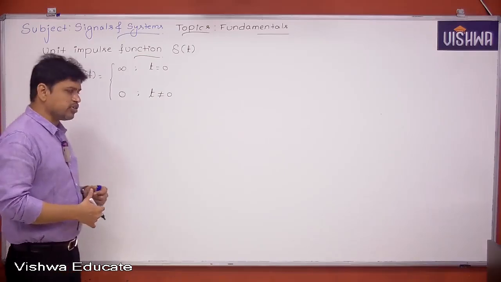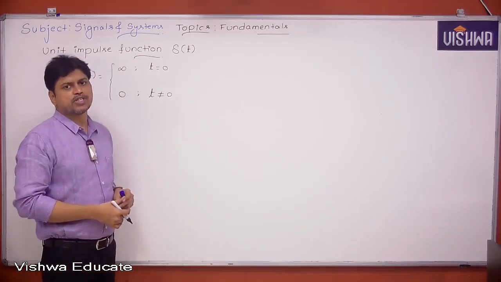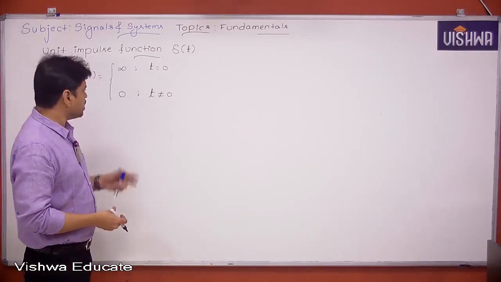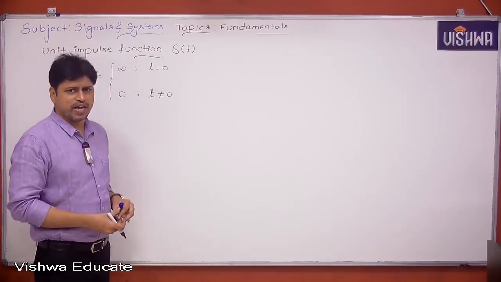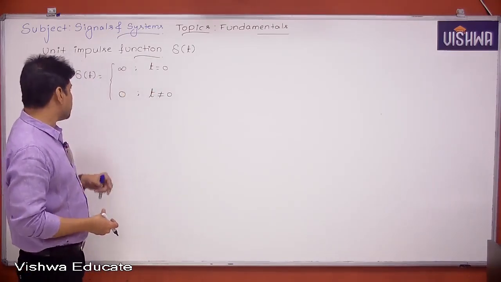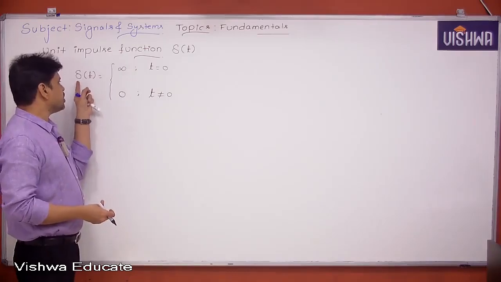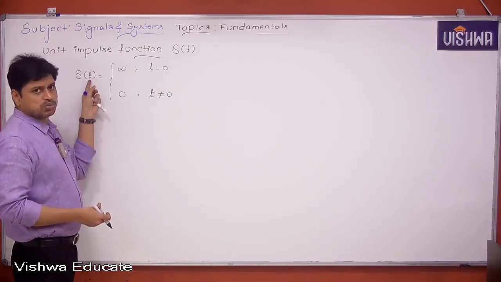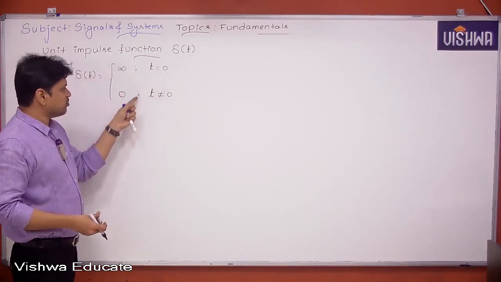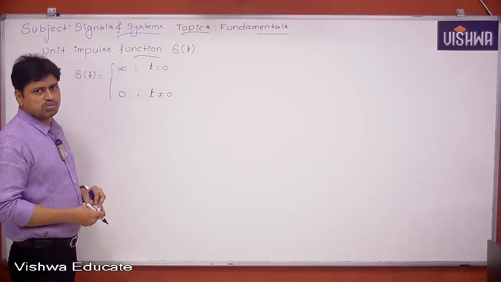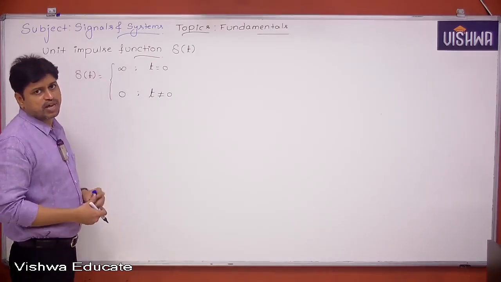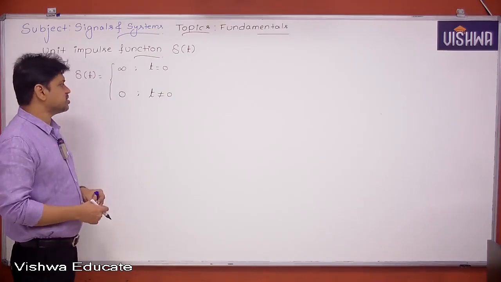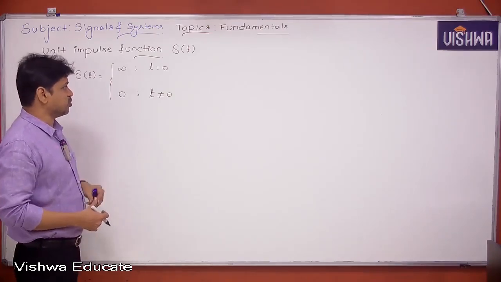Can I say it is a continuous time signal? Of course it is a continuous time signal. Why, sir? Because it is defined for every value of time. At each and every instant we can say the value. If I ask for the impulse function at t is equal to 2, which is not 0, we can say its value is equal to 0. If I say t is equal to 2.5, still the value is equal to 0. At each and every instant its value is equal to 0, except at t equal to 0.